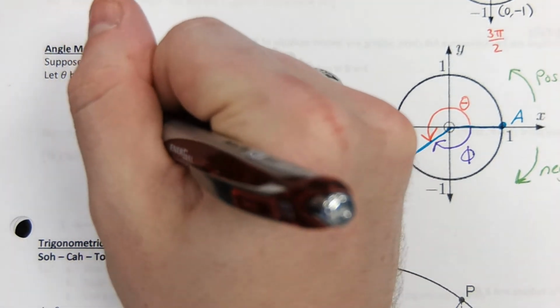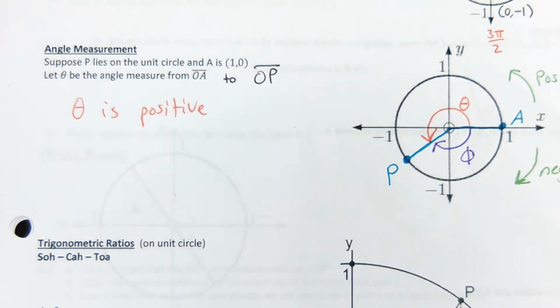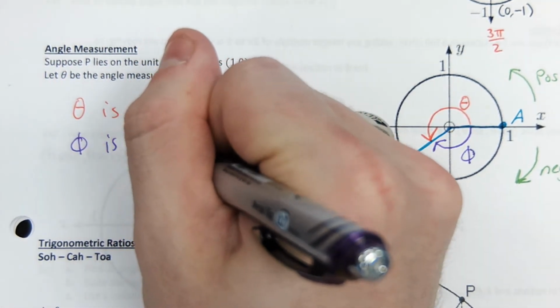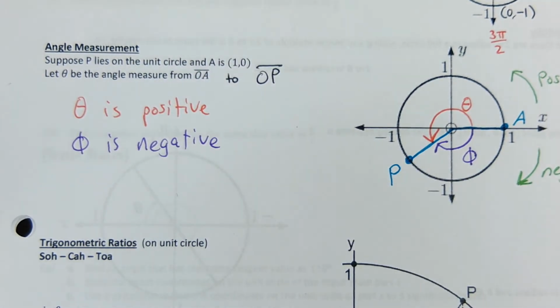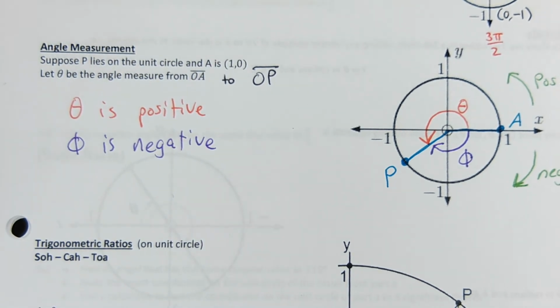So we have theta is positive because it's counterclockwise, and we have that phi is negative, it's a negative angle because it opens clockwise. But notice that angle theta and angle phi land in the exact same spot. So you know what we call those two angles? We call them coterminal, meaning they terminate in the same spot. These are coterminal angles.